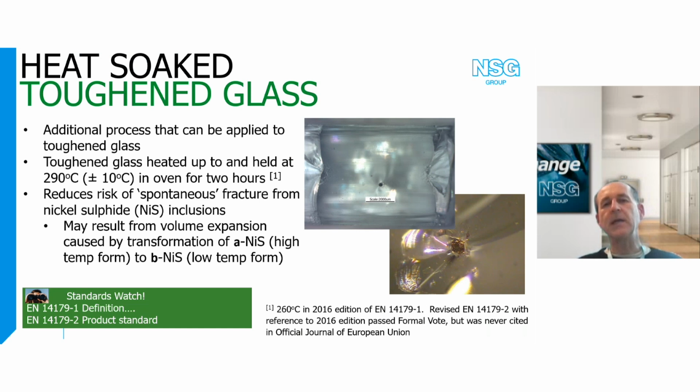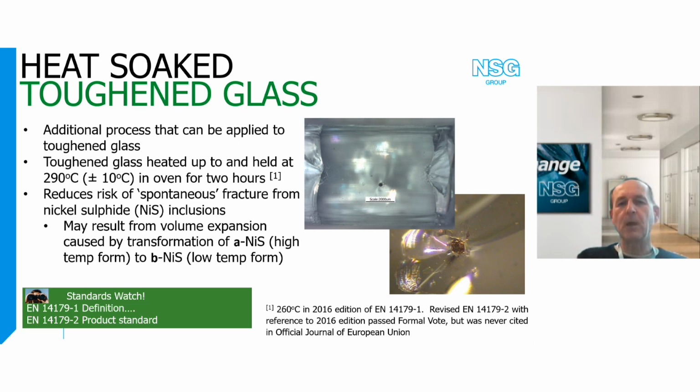Heat soaking is an additional process that can be carried out on thermally toughened glass, involving subjecting the glass to a heat cycle for several hours. Toughened glass can be at risk of fracture from nickel sulfide inclusions in the glass. This fracture may result when a critical nickel sulfide inclusion becomes frozen in its unstable high temperature phase within the body of the toughened glass after toughening.